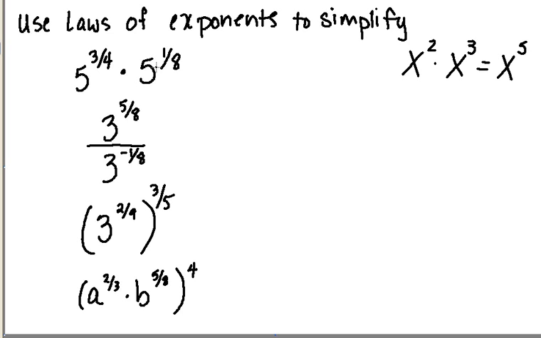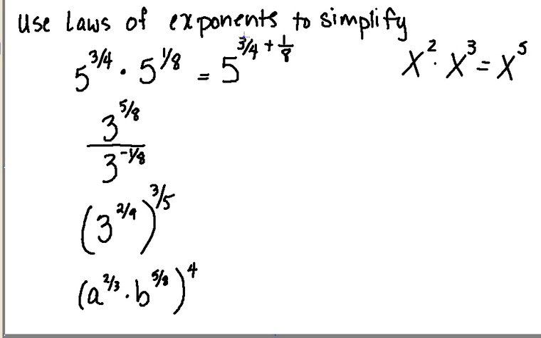That has not changed. Here I'm multiplying 5 to the 3/4 times 5 to the 1/8. So I can multiply these by adding their exponents. I've got the same base, so this is going to be 5 to the 3/4 plus 1/8. But now my rules of fractions have not changed. I have to get a common denominator in order to add these. So first I'm going to find my common denominator.